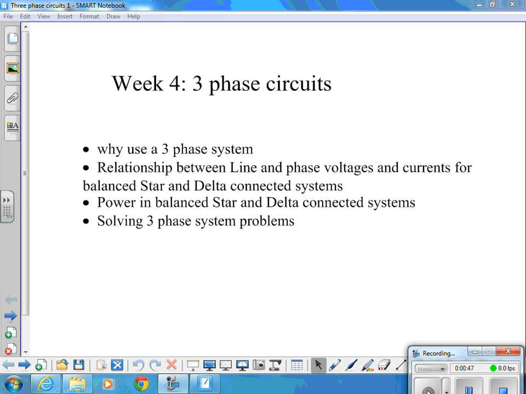Then we'll have a look at the power in balanced star and delta connected systems and some solving of some three-phase system problems. All balanced this week, apart from one question in the tutorial questions about what happens when one phase gets disconnected. That's not a particularly difficult one. Okay. Right, so let's have a look then.